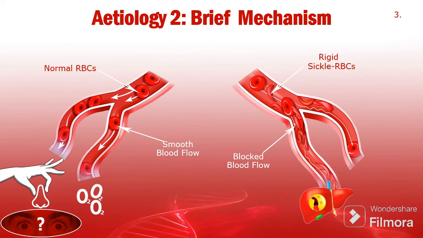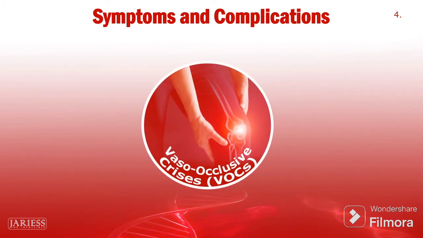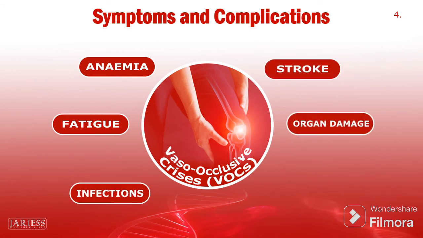Oxygen deprivation is the key trigger to the various symptoms and complications observed in sickle cell disease. The occlusion or blockage of blood vessels leads to severe episodes of pain known as vaso-occlusive crisis. Other common symptoms include anemia, fatigue, and an increased risk of infections. Some adverse complications are stroke, organ damage, and impaired growth in children.